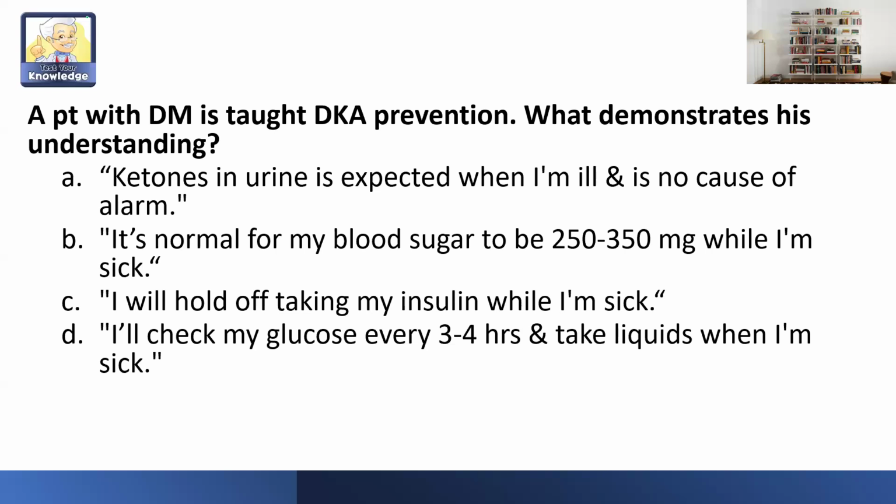Letter B, it's normal for my blood sugar to be 250 to 350 while I'm sick. Well, this is not going to be normal. It's abnormal. And letter C, I will hold off taking my insulin while I'm sick. We all know that illness increases insulin requirements. It should actually increase his insulin dose during periods of illness.